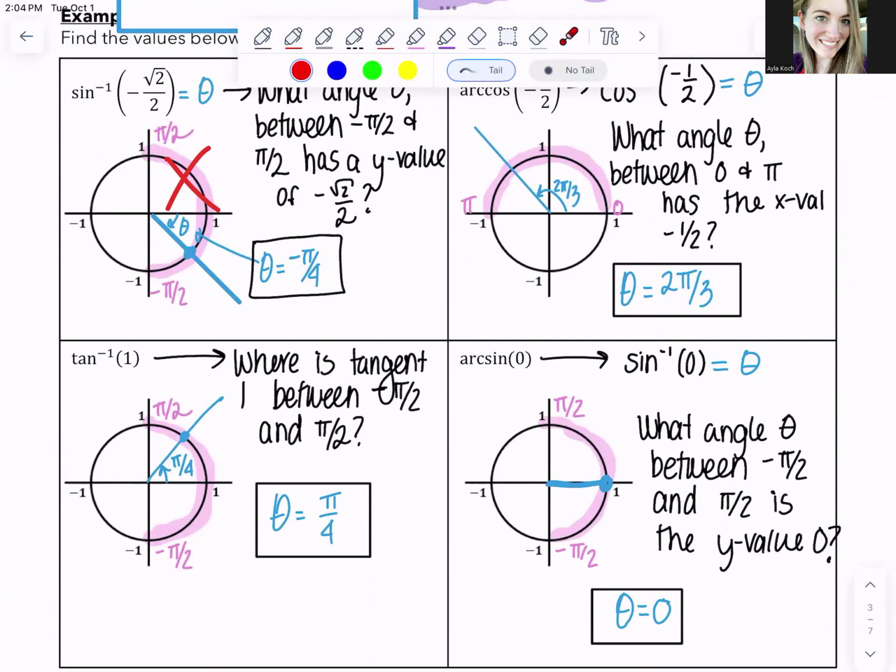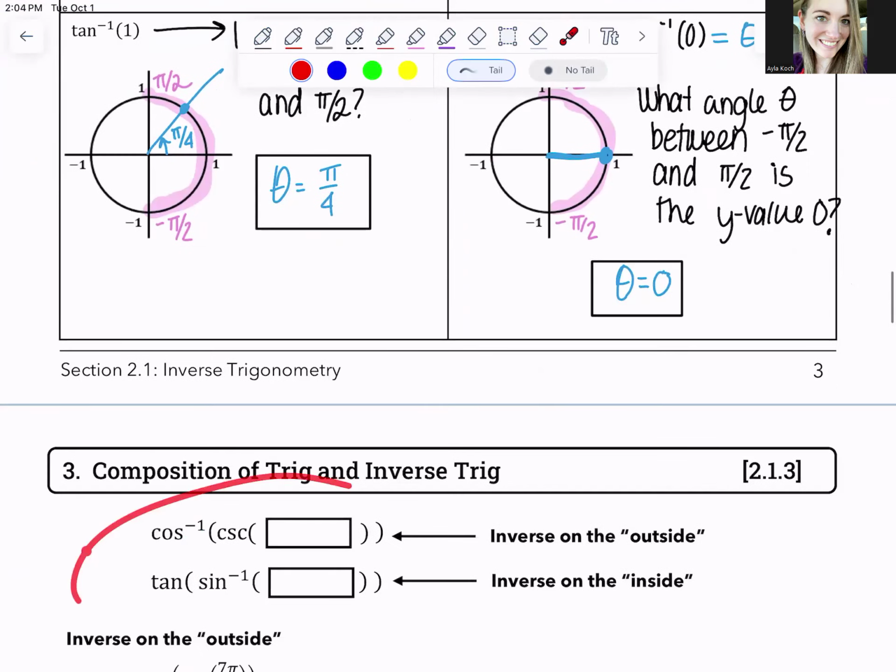All right, so that's that for this particular video. In the next video, we're going to talk about composition of trig and inverse trig. So here's a quick preview down here: questions that look a little bit like this. I'll see you in that next video.